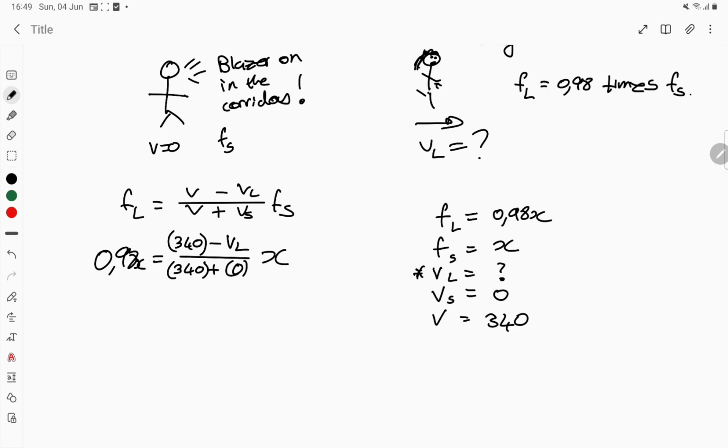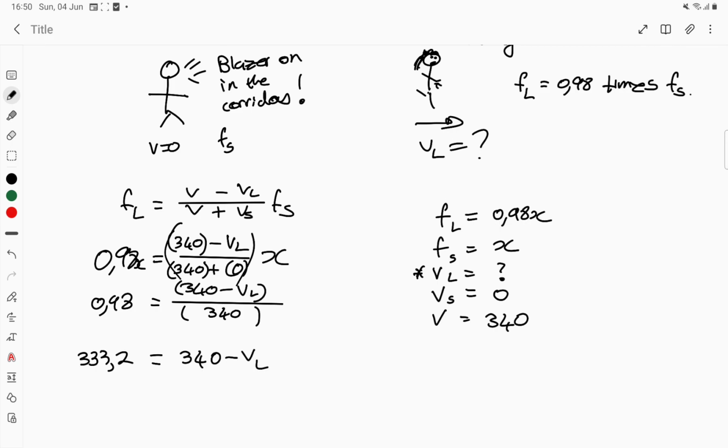All right, let's take a look. On the right we have one term, on the left we have one term, so we can just divide through by the x's, right? So I'm going to divide both sides by x, and I get 0.98 is equal to (340 minus VL) over 340. Now remember, the numerator is like in a bracket, and the denominator also, so just be careful messing with that. So let's multiply all terms through by 340.